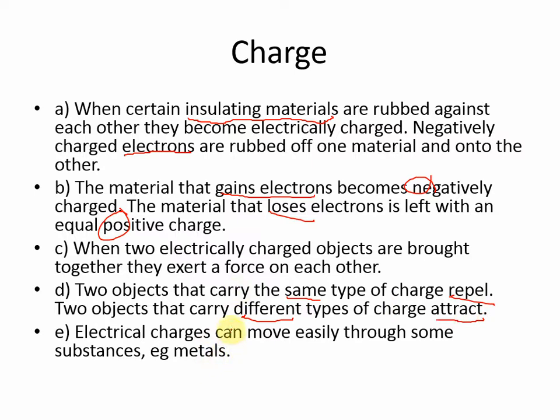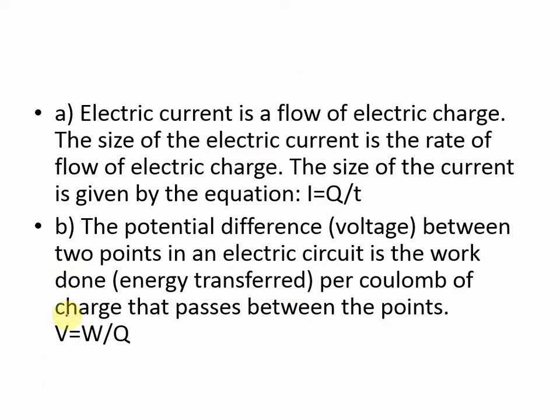Charges, remember, can move easily through substances, i.e. conductors, so namely metals. This leads us to the idea of current, because electrical current is the flow of charge. The size of the current depends upon two things: the amount of charge available and the time for it.